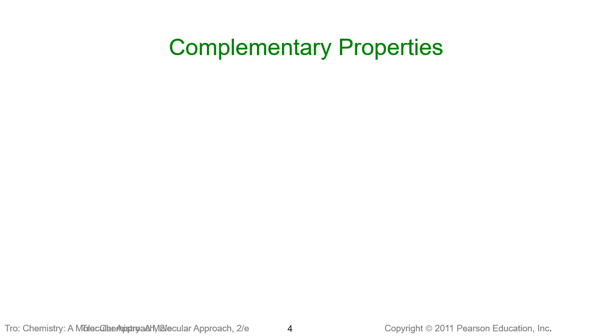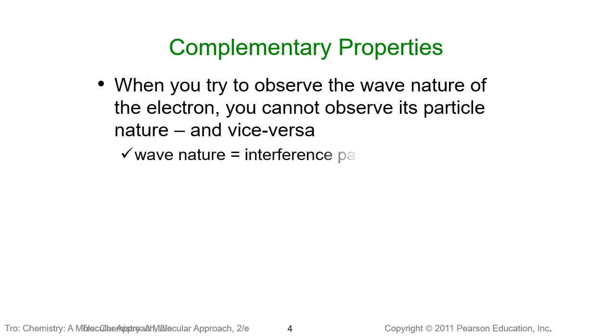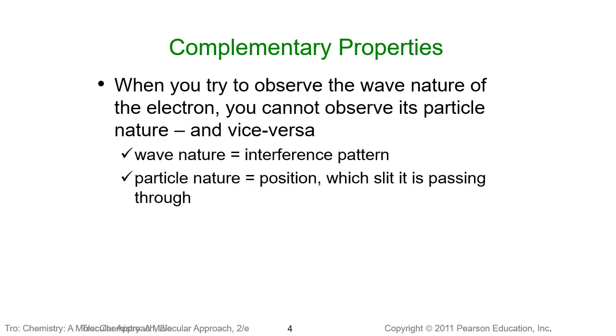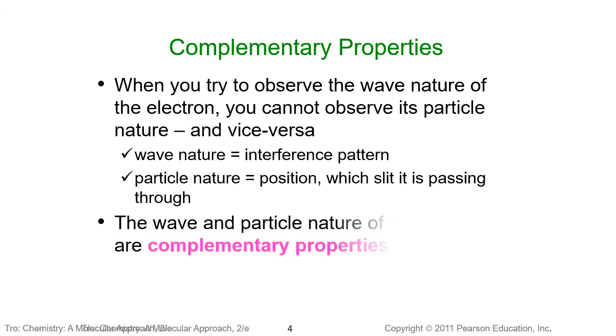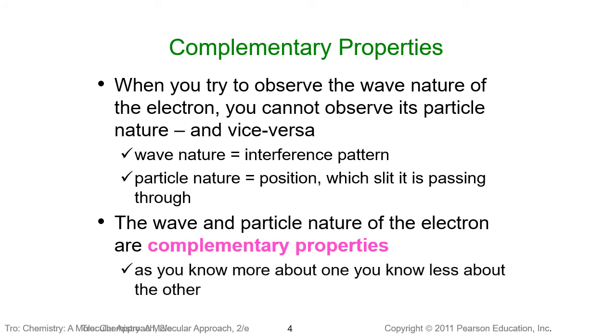So this leads to complementary properties. If you've ever heard of the Heisenberg uncertainty principle, that is explaining complementary properties. We can observe the wave nature of the electron, the interference pattern, or we can observe the particle nature, but we cannot observe both at the same time. The particle nature would be represented by the position, which slit it is passing through. So the wave and particle properties are complementary. The more we know about one, the less we know about the other.